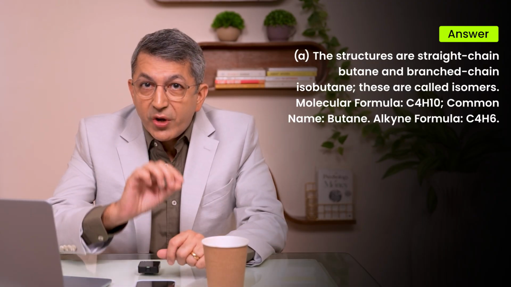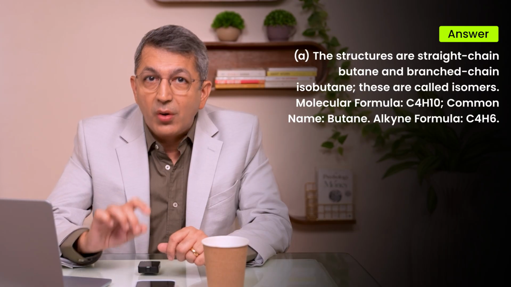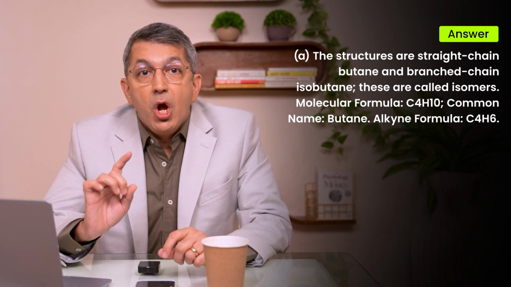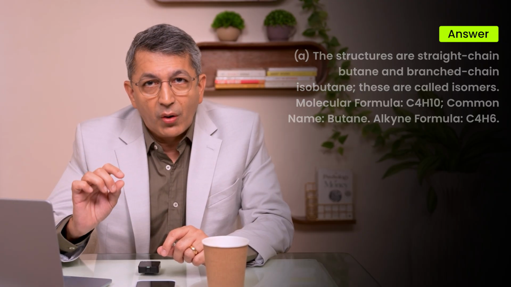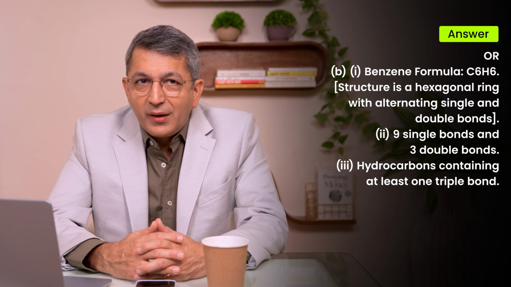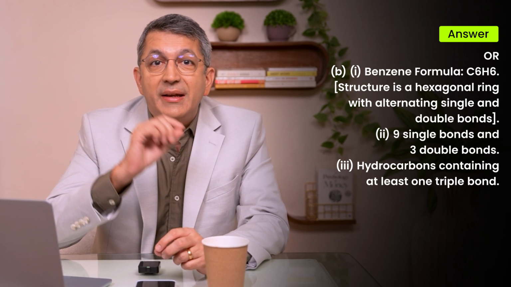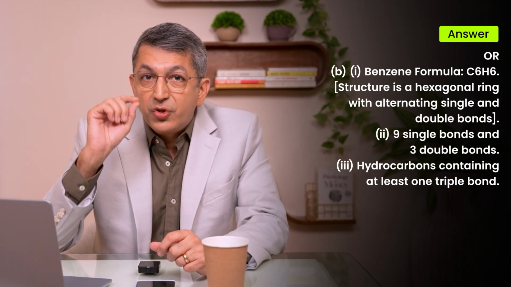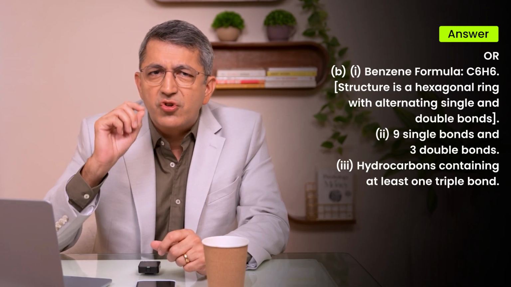carbon atoms. Answer A. The structures are straight chain butane and branched chain isobutane. These are called isomers. Molecular formula C4H10. Common name butane. Alkyne formula C4H6. Or B1. Benzene formula C6H6. Structure is a hexagonal ring with alternating single and double bonds. 2. 9 single bonds and 3 double bonds. 3. Hydrocarbons containing at least one triple bond.